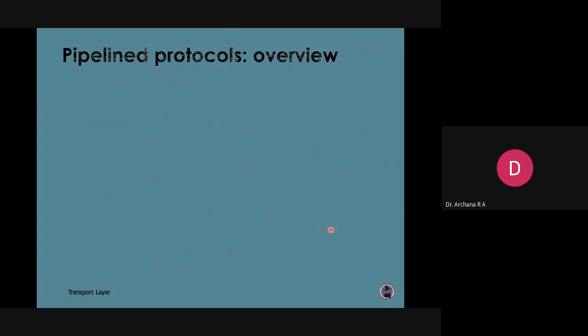So, pipeline protocol overview. There are two protocols: Go-Back-N protocol as well as Selective Repeat protocol. In case of Go-Back-N protocol, the sender can have up to N unacknowledged packets in the pipeline. So here we are going to use some window size. What it indicates is, if you are going to send packets, how many packets can be unacknowledged? That number of unacknowledged packets is given by the window size.